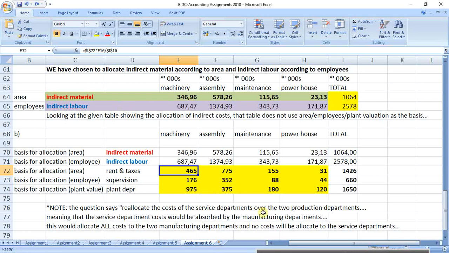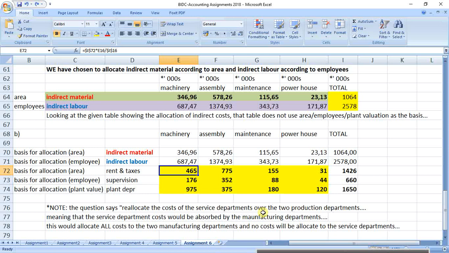Okay, so if I'm allocating it according to area, how much area does the machine take up? The machinery takes up 3000. So times that by 3000, divided by how much is the total area? 9200. That's how I get the 465. Okay, I'm just taking those costs and allocating.